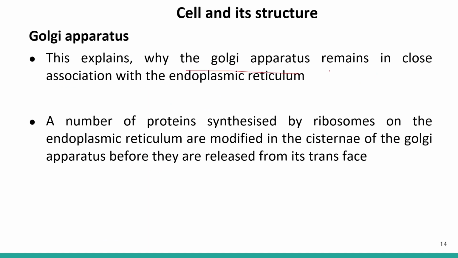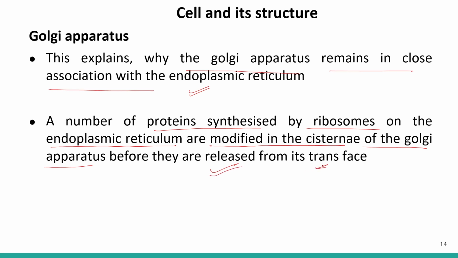This explains why the Golgi apparatus remains in close association with the endoplasmic reticulum. So now we understand why the Golgi apparatus is a part of the endomembrane system. They are highly connected to the endoplasmic reticulum, which is also a part of the endomembrane system. So the thing which got manufactured or synthesized, that is the protein in the endoplasmic reticulum, is transferred to the Golgi apparatus for its packing or modification, right? A number of proteins synthesized by the ribosomes on the surface of the endoplasmic reticulum are modified in the cisternae of the Golgi apparatus before they are released from its trans face. So endoplasmic reticulum and Golgi apparatus are highly interconnected.